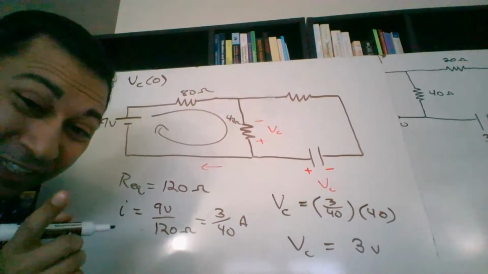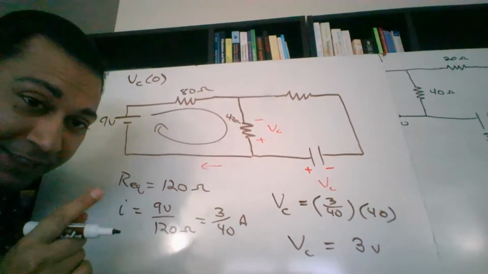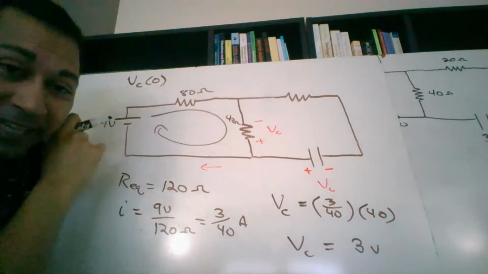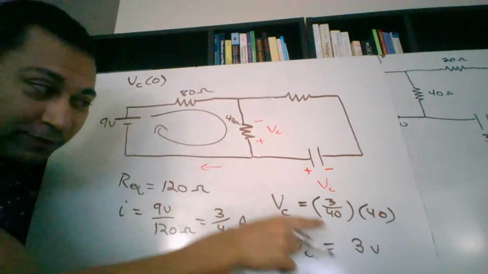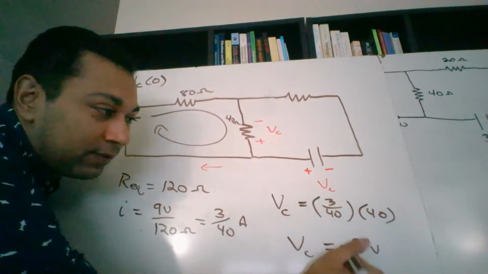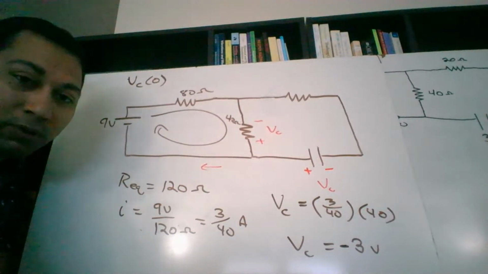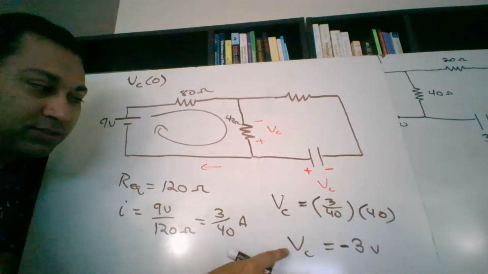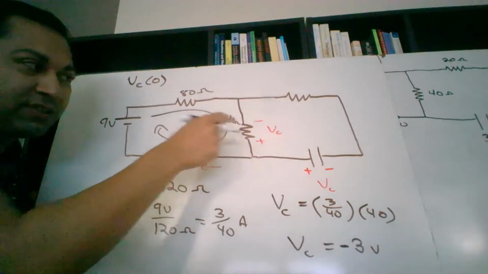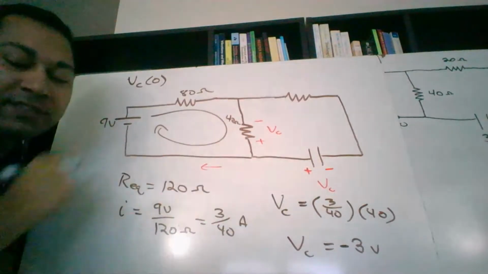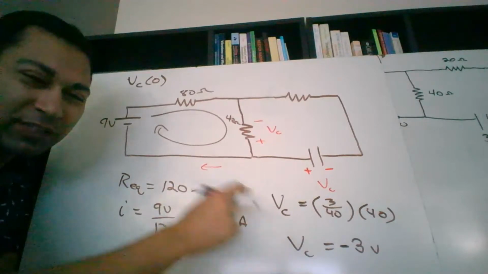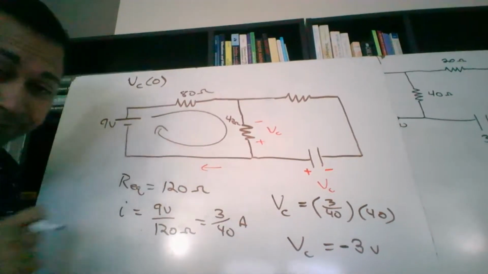Here's where you've got to be careful, and this is why I kind of emphasize the polarity here. This side is positive. This side is negative. So that means this 3 volts isn't 3 volts. It's actually negative 3 volts. So the polarity in this situation matters. So the voltage of the capacitor is going to equal negative 3 volts, or the voltage through this resistor is going to be negative 3 volts, and therefore it's going to be negative 3 volts there. Okay? And that's the voltage of the capacitor at time equals 0.